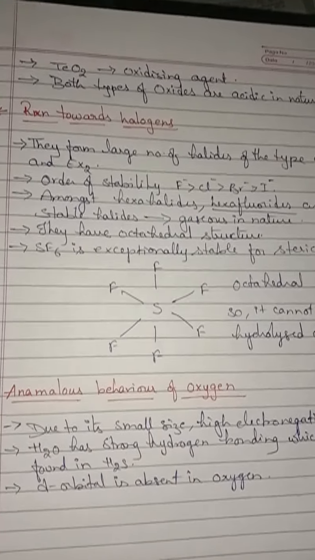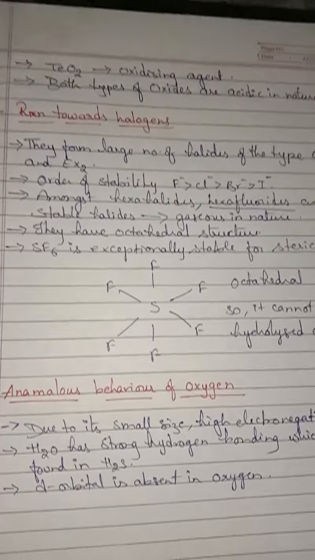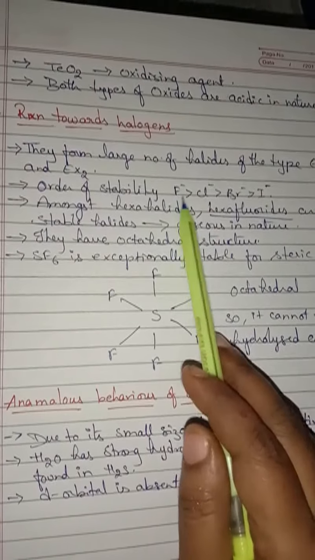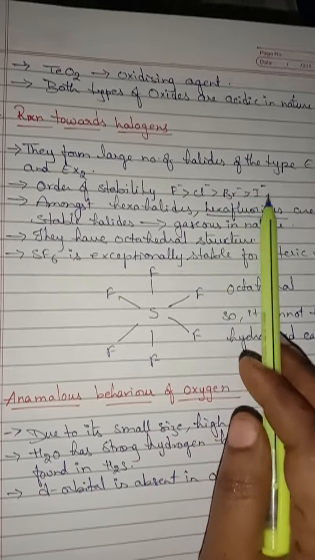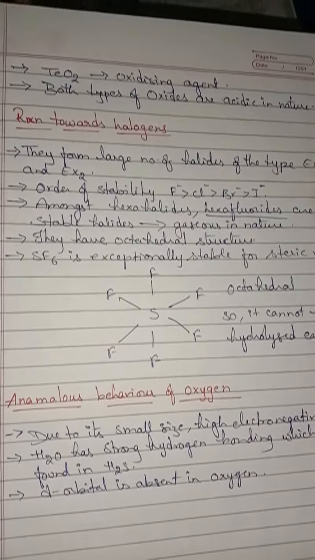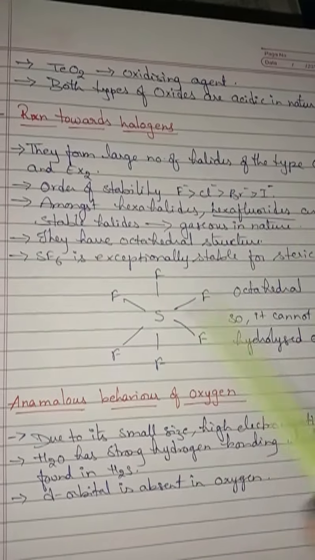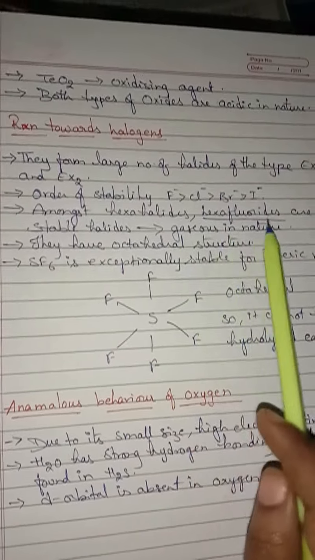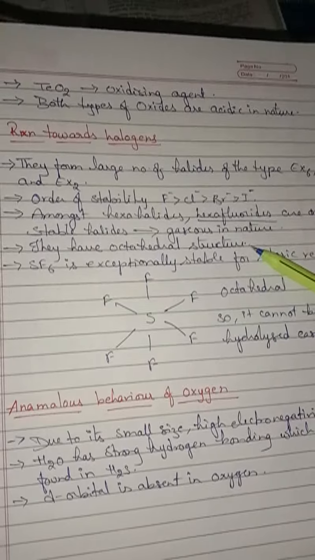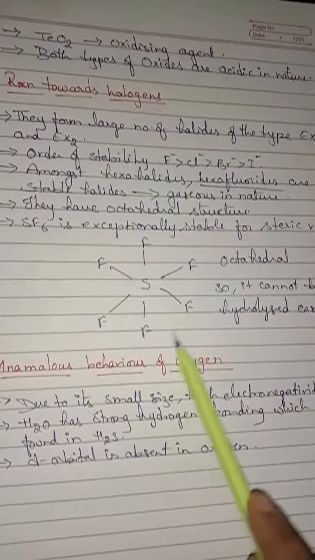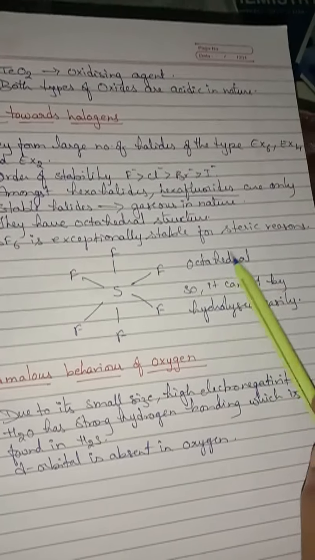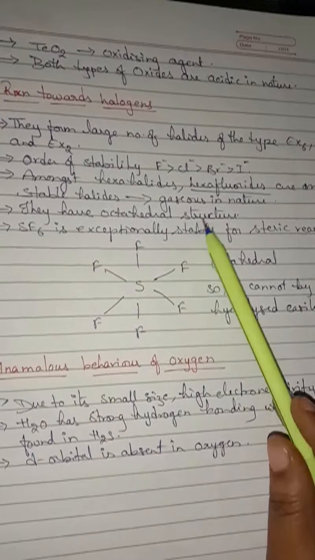Understand, children? Simple. When group 6A elements combine with halogens, they form halides. The order of stability is fluorine greater than chlorine, chlorine greater than bromine, bromine greater than iodine. So when they combine with these elements, we have to follow the order of stability. Among all, hexahalides and hexafluorides are the only stable halides. Why? Because they are gaseous in nature and have an octahedral structure. We have taken one example, SF6, which is exceptionally stable for steric reasons. So it cannot be hydrolyzed easily.